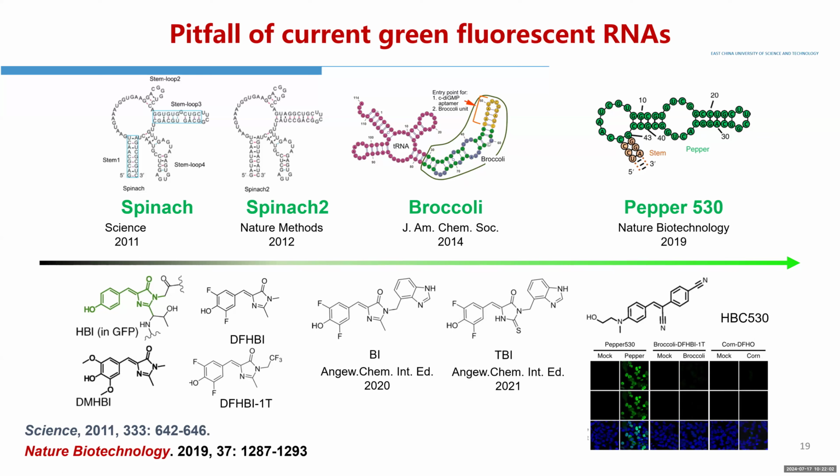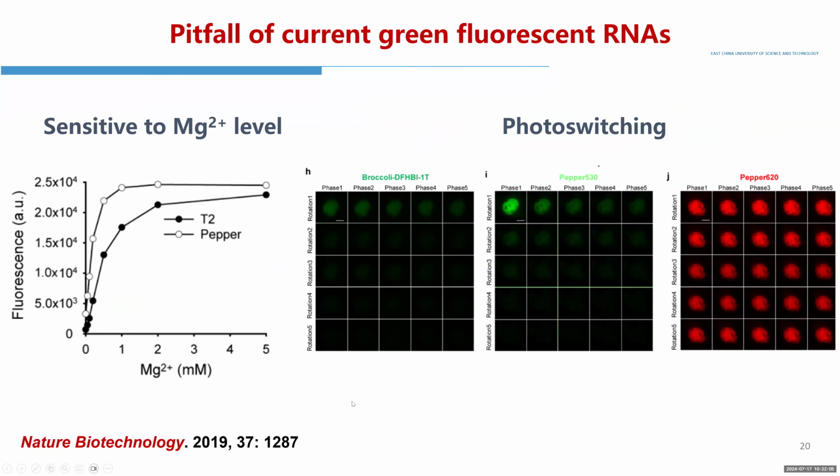However, the wide applications of these fluorescent RNAs have been hindered by limitations such as fast photobleaching or photoswitching, inadequate cellular brightness, and dependence on magnesium. We found that broccoli and pepper fluorescent RNA need magnesium to enhance their fluorescence, but magnesium is limited in a live cell.